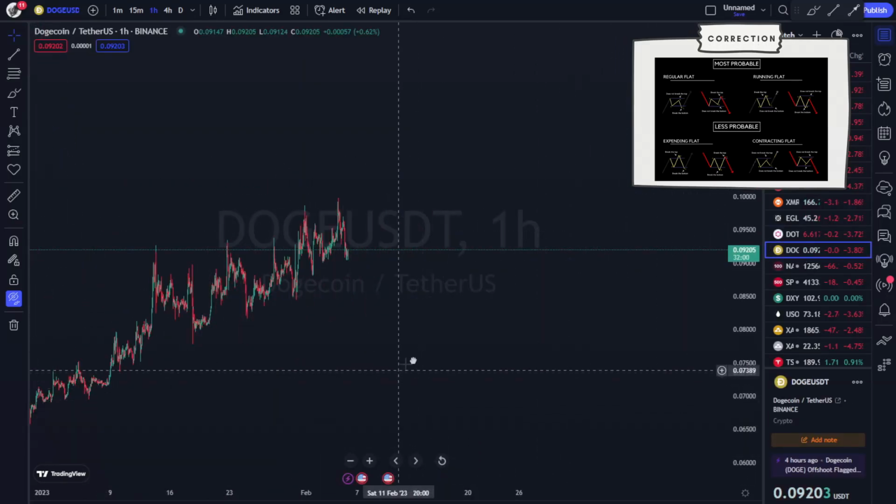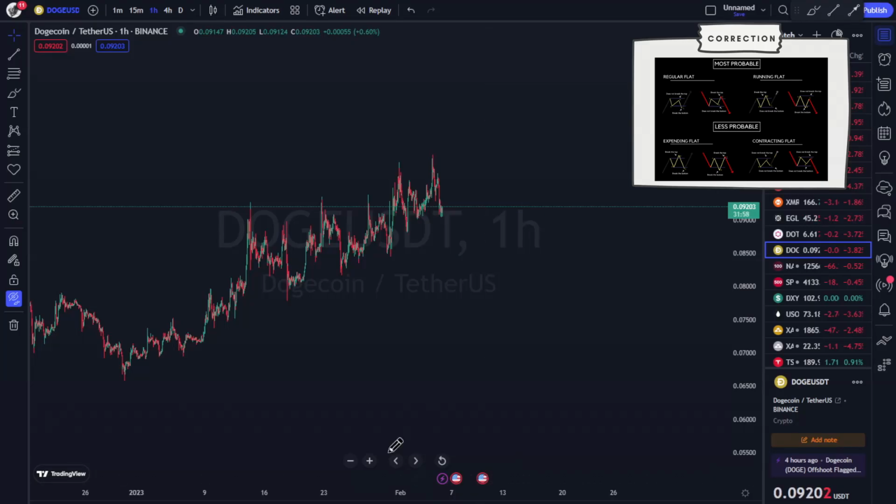So for DOGE, this is messy, but you have a regular flat right there, ABC, up move. Right there, actually, I think that this is a running flat. Alright, this is possible to be a running flat. If that's not the case, then you might be having a contracting right there, another up move, then a drop, and this could be a running. So this could be a running to come and retest the top.